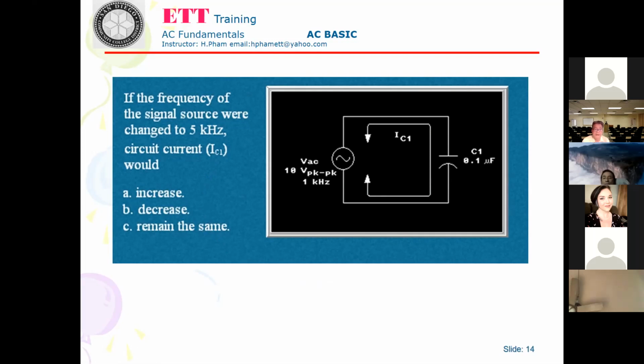When you're changing the frequency, XC will go up or down. Down. That means the impedance is going down. The current will be going up. Okay? So it will be increased.